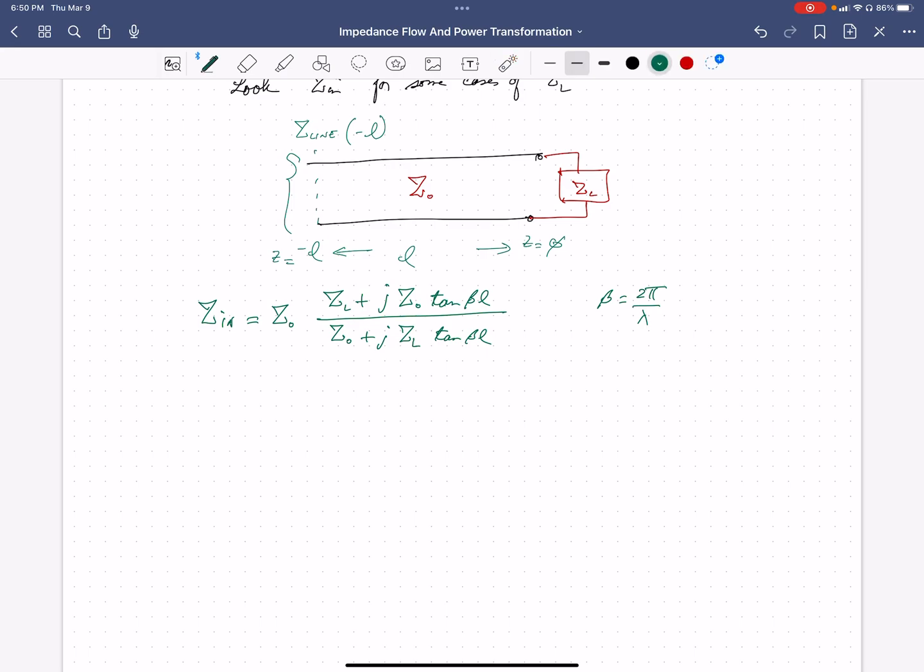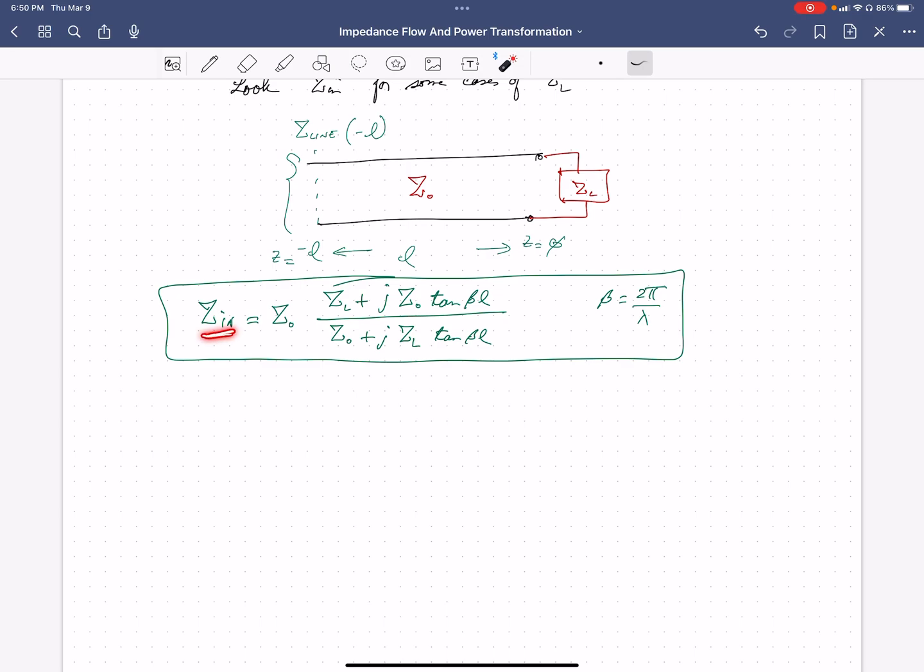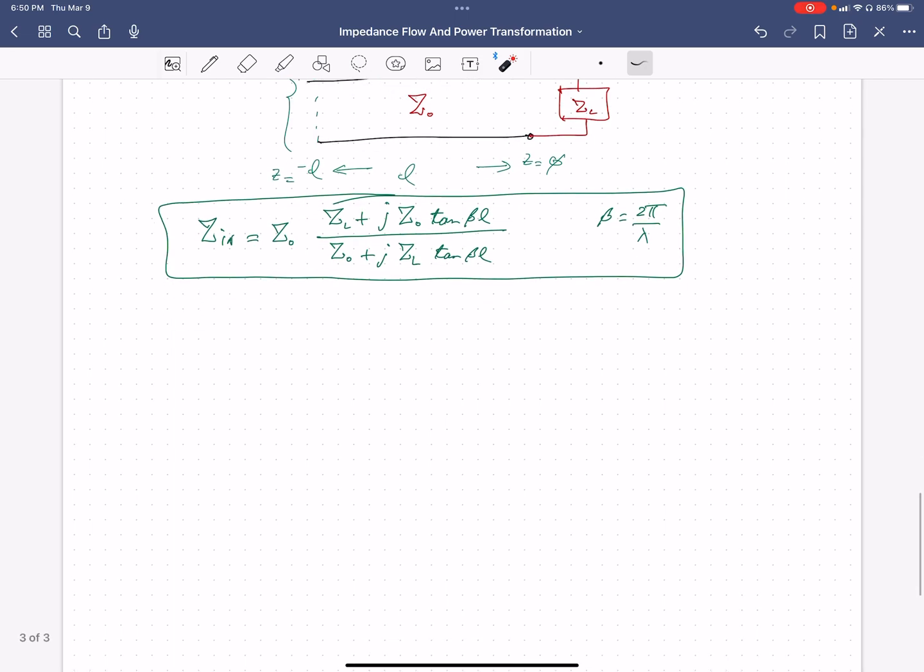Okay, so now let's look at this equation that we derived earlier, and you can see that the effective input impedance is not only a function of the load impedance and the characteristic impedance, but also of the length of the transmission line. All right. So let's look at some special cases.